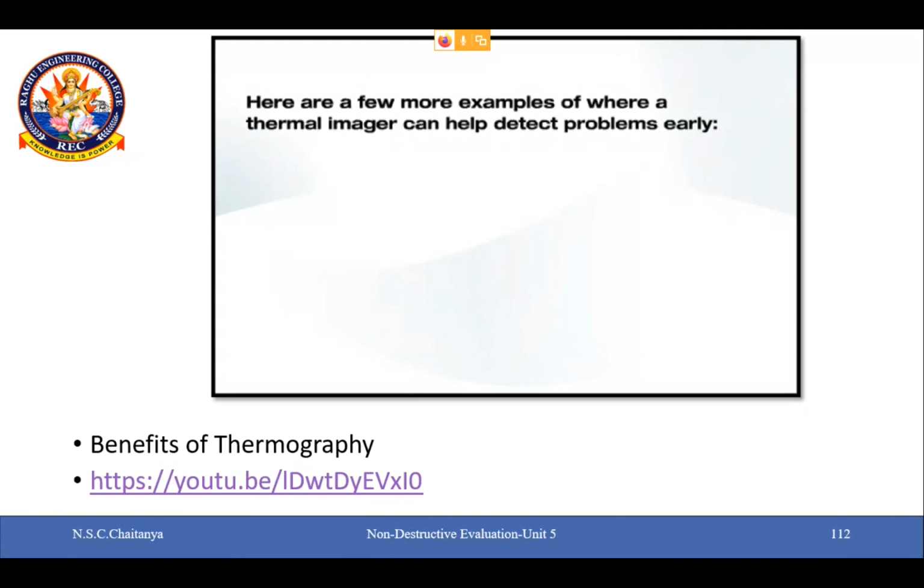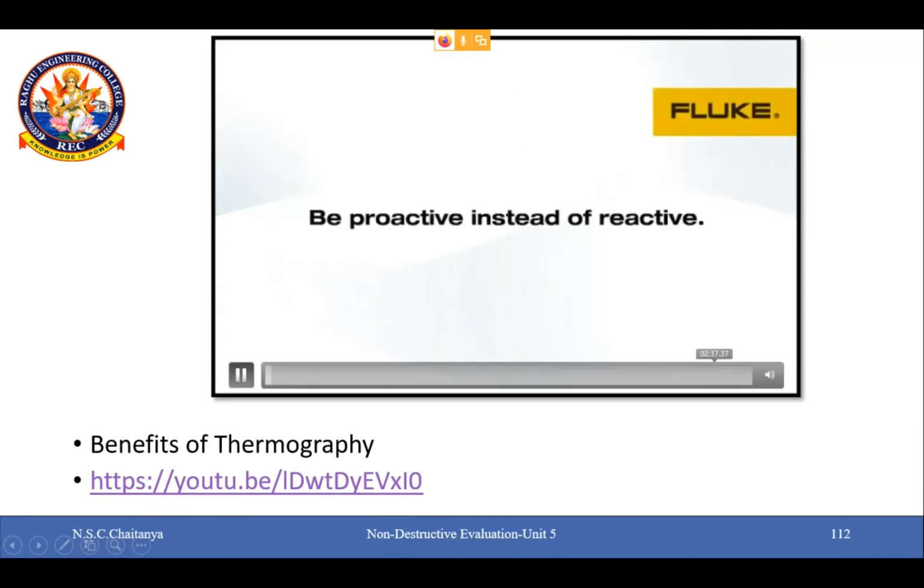Here are a few more examples of where a thermal imager can help you be proactive instead of reactive.